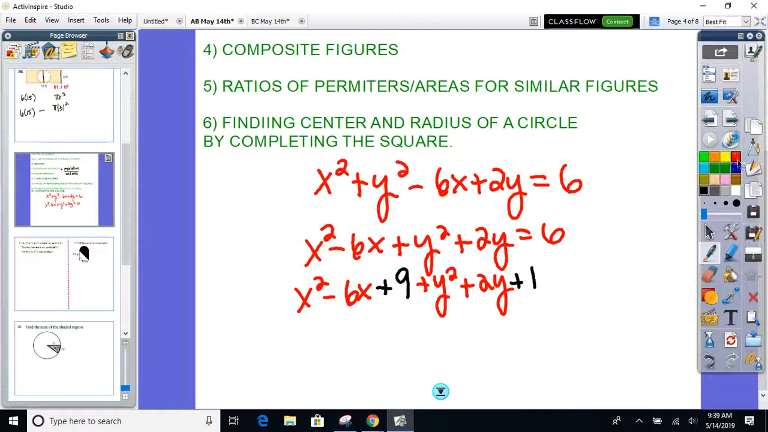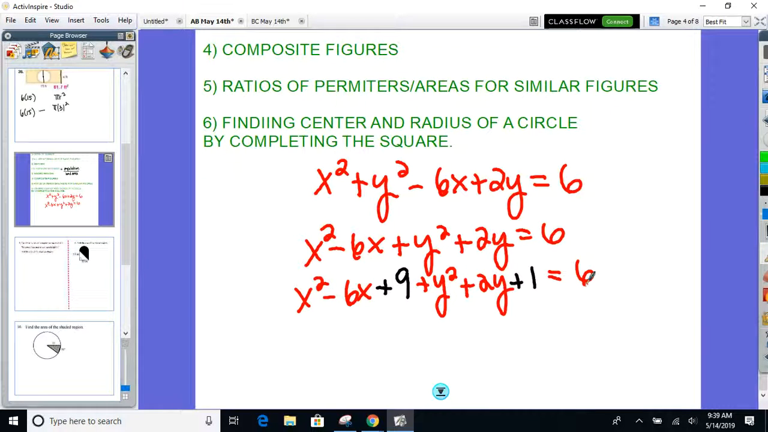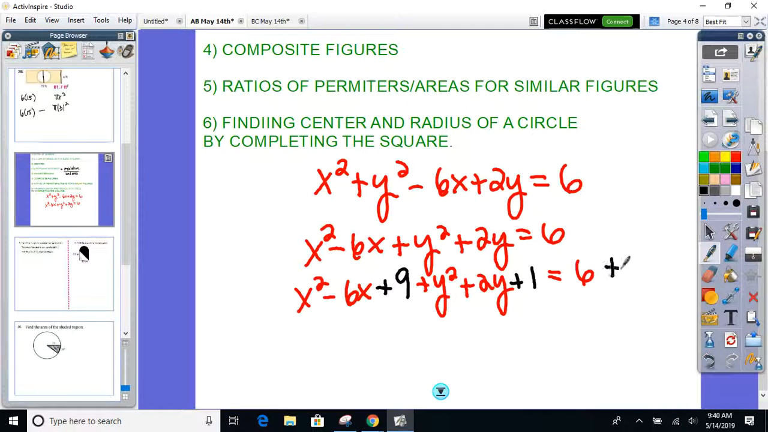And then here's where I lose kids. Either you don't do anything to the right side. Again, what did you just add to the left? 10. So that's what you're going to add over here. Hey, this is what happened on quiz 3. Some of you guys tried to move it over by subtracting. No. Keep it balanced. If you added 10 here, you add 10 here. You don't subtract 10. You do the same thing on the left as on the right. So I'm going to add 10 as well. Done.